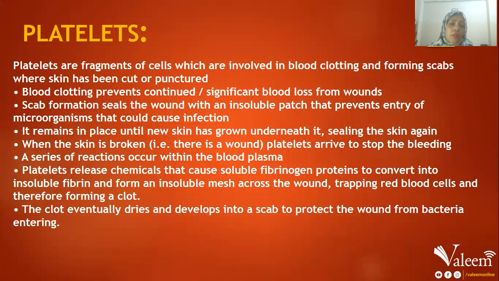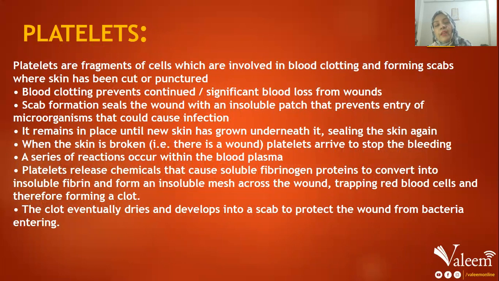Okay, so it is actually the sealing of the skin. When the skin is broken, that is, there is a wound, platelets arrive to stop the bleeding, and a series of reactions occur within the blood plasma. Once you have any cut or injury, a lot of reactions take place in the plasma. We can say there is a step-by-step process.